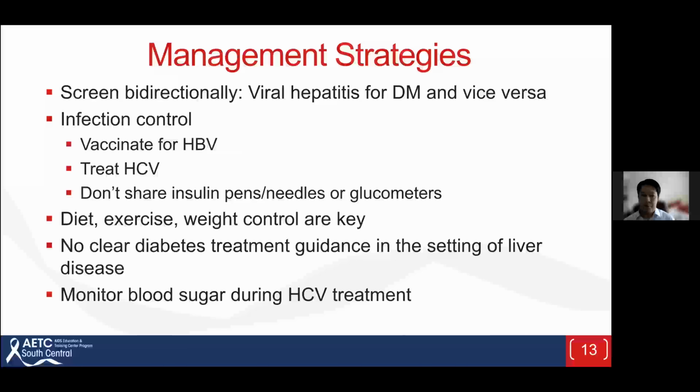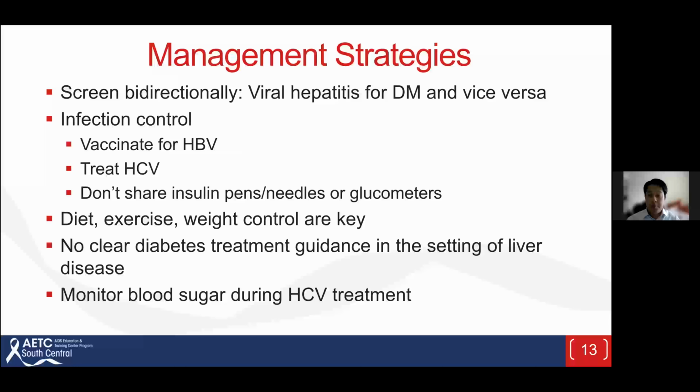So how do we reverse this? What do we need to do? The first thing we should think about is adequate screening. The guidelines talk about bidirectional screening, meaning that for patients who have viral hepatitis, because we know it can lead to diabetes, we should be screening them periodically for diabetes and start to manage that. Particularly with hepatitis B, when we're just monitoring it and not treating it, we should be screening for diabetes at least annually.